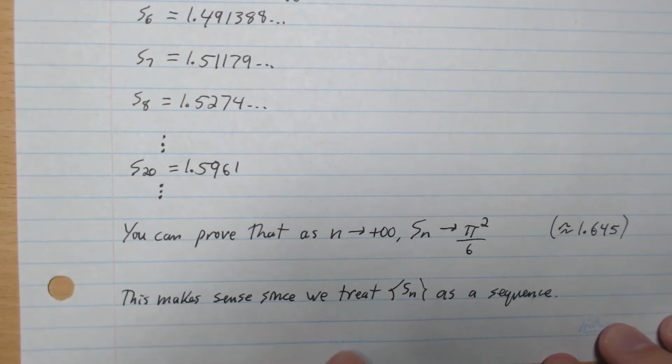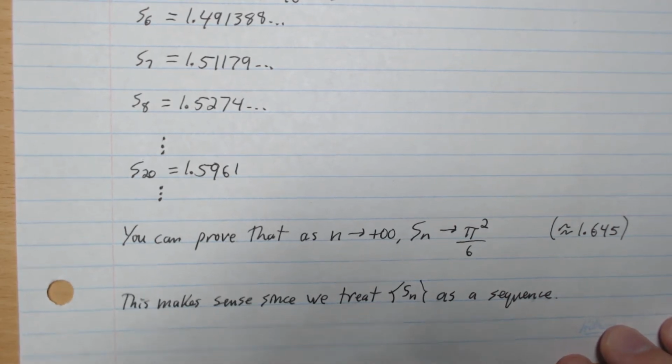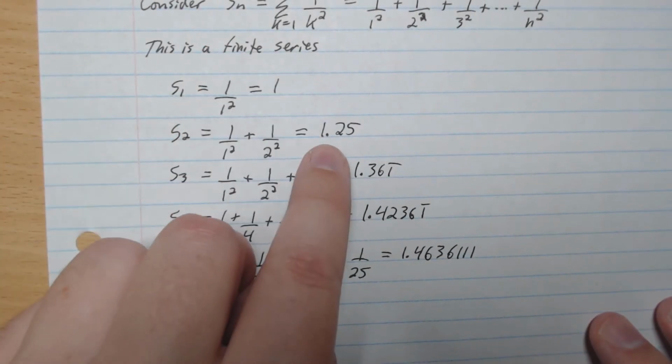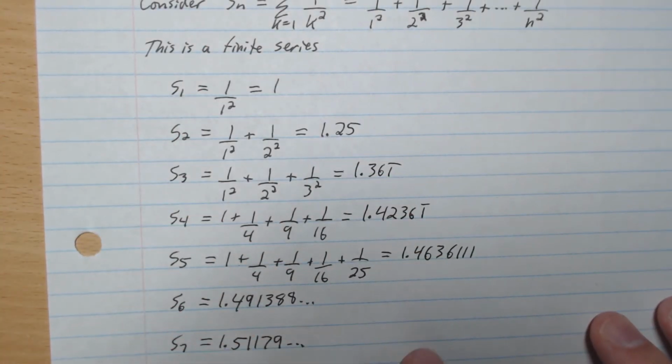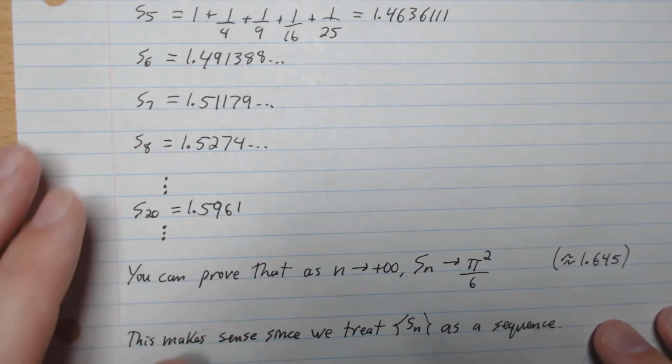And so this makes sense since we treat Sn as a sequence, right? We've got the first term, the second term, the third term, the fourth term, etc., all the way to S infinity.